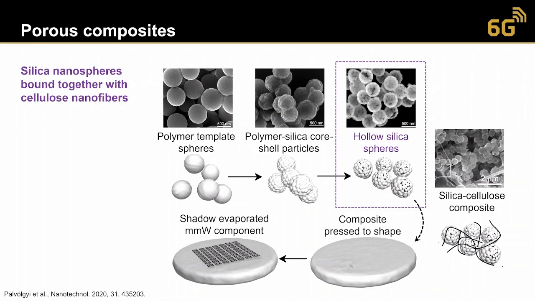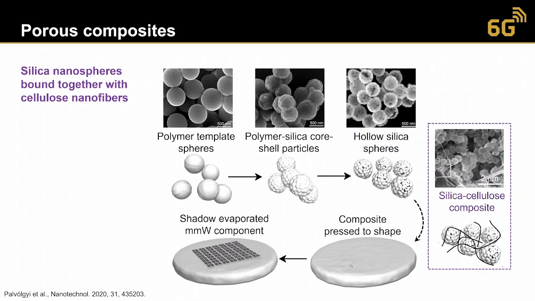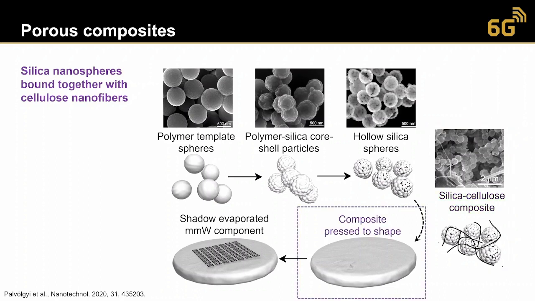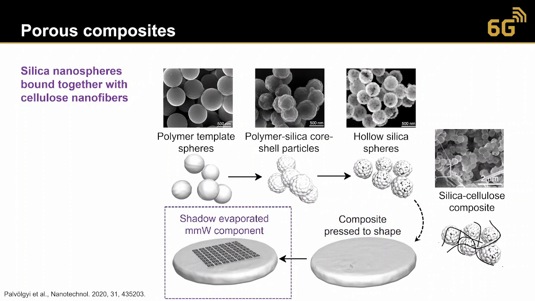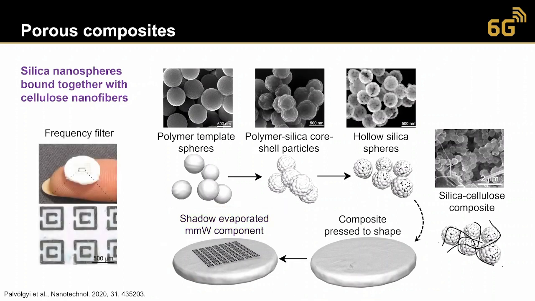But these are just simple separated particles. We cannot do much without modifying them further. So to have some sort of mechanical integrity of these very tiny hollow silica shells, we mix them with cellulose nanofibers, and by the interaction of the silica nanoshells with the cellulose nanofibers, we have some cohesion in the structure, and this material acts like Play-Doh. Having such, we can press it practically to any shape, and in this particular case we pressed it to a slab, so that we can use this slab as a substrate material for high-frequency components. On the surface of this slab we evaporate metal micropatterns through a shadow mask and obtain a millimeter wave component, in this case a frequency filter.